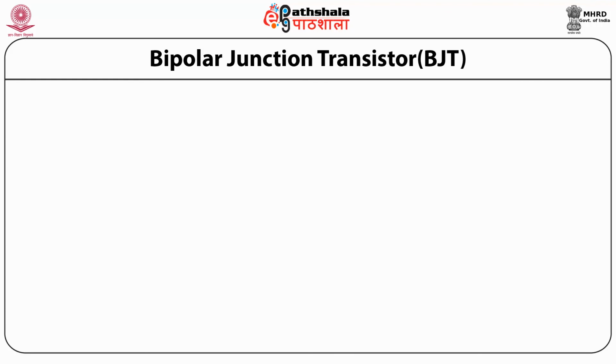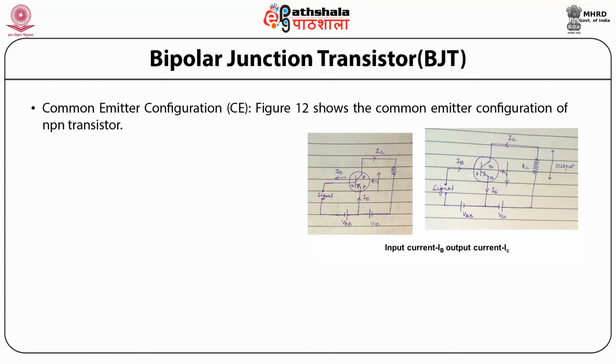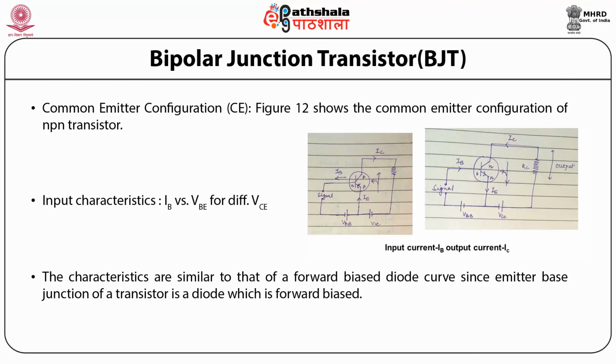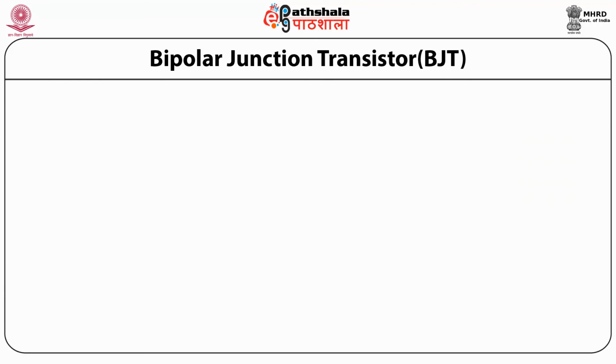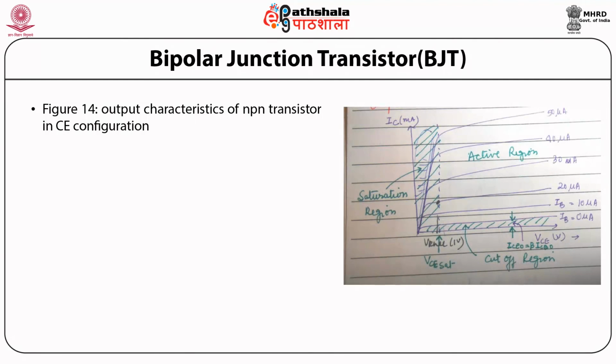We are discussing the basic example of the common emitter configuration of the NPN transistor, whose circuit is shown here. The input characteristics will be between IB versus VBE for different values of VCE. These graphs are similar to the forward bias diode curve, since the emitter base junction of a transistor is a diode which is forward biased. Let us now discuss the output characteristics. This graph shows the output characteristics of the NPN transistor in common emitter configuration. As you can see, there is a knee voltage, which is the value of VCE up to which the collector current changes and beyond which it becomes almost independent of VCE.